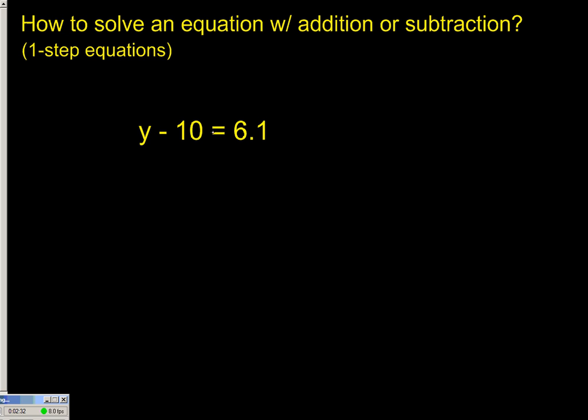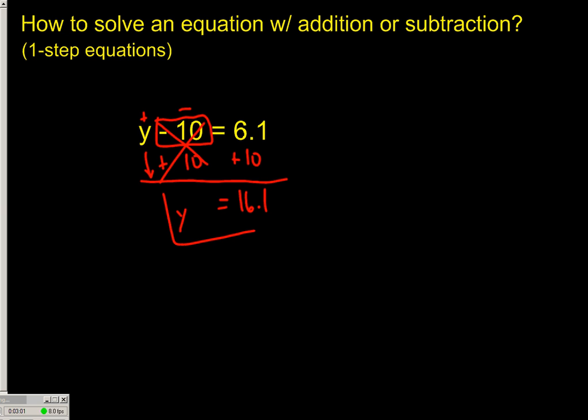So let's use this. y minus 10 equals 6.1. Let's add 10 to both sides. Now, I know that's a positive 1y. I know this is a negative 10 because, again, I'm looking at it like this. That's a minus sign, sure, but I'm just calling it a negative 10. What's negative 10 plus 10? 0. And what's 6.1 plus 10? 16.1. And we just move our y down, and hey, we solved the equation. y equals 16.1.